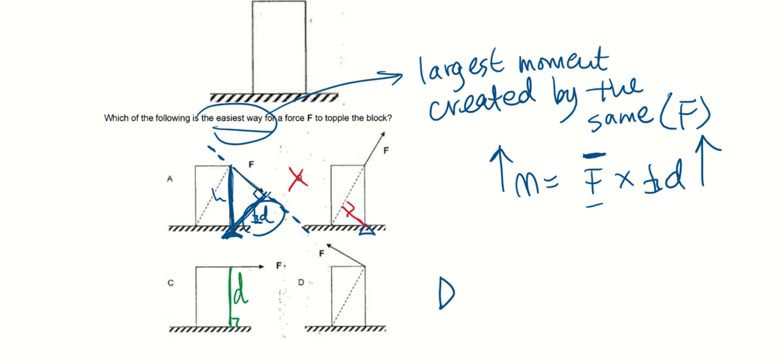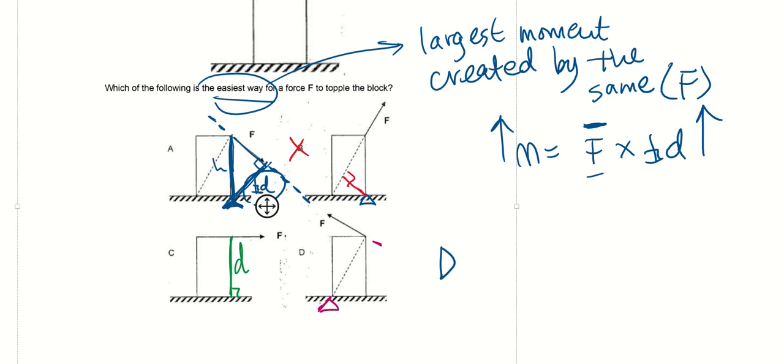For D, again, you need to visualize or have an idea where the pivot is. It's going to be here, isn't it? And is the line of action of the force drawn for you? No, we have to extend the force. Extending the line of the force may help you determine the perpendicular distance, and that will help you in your exam.